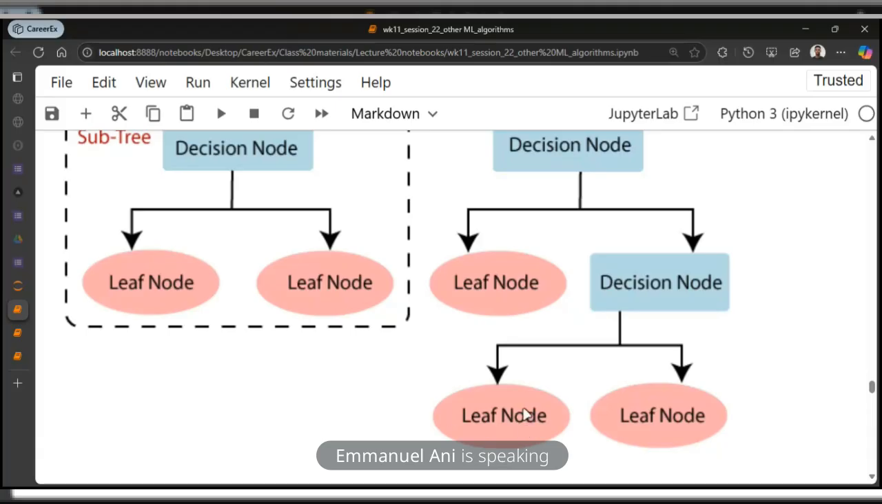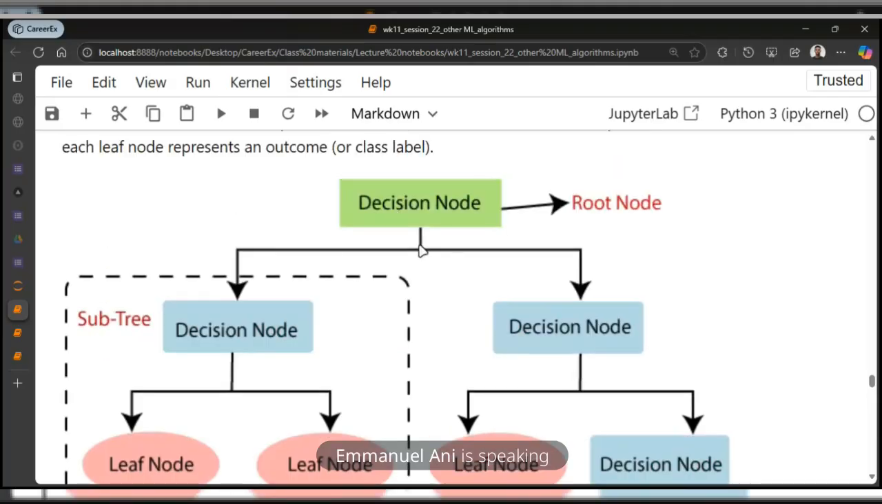So let's say the class you're trying to predict is a binary class of yes and no. So in this place you're going to have yes or no. In this place you're going to have yes or no. So the yes or no will be determined by the split we've been making so far.